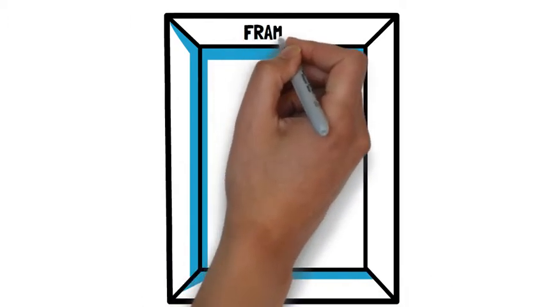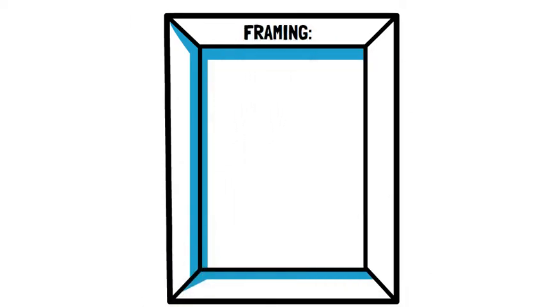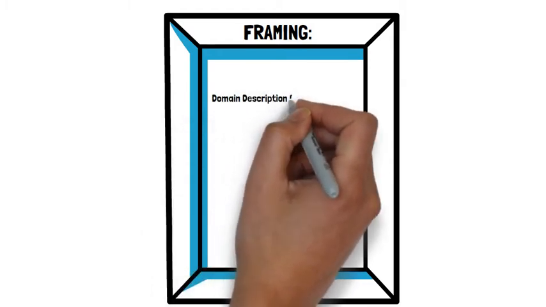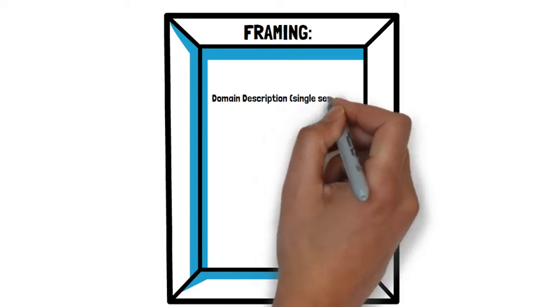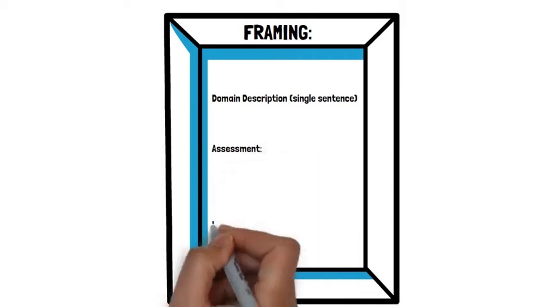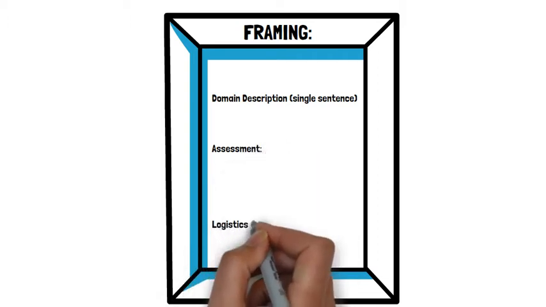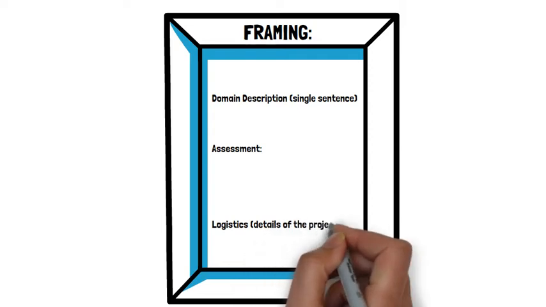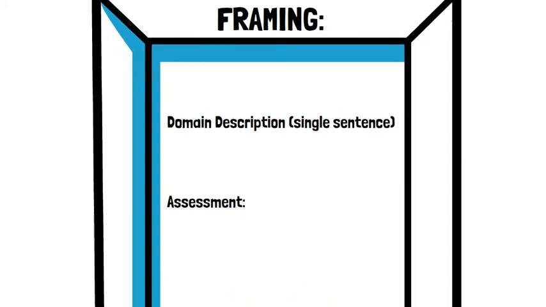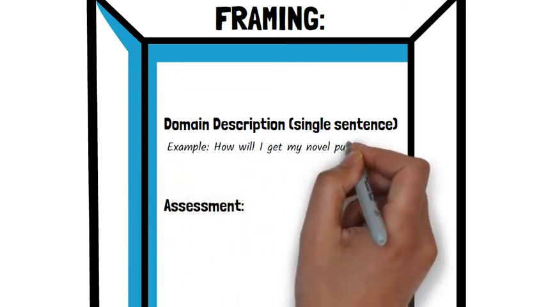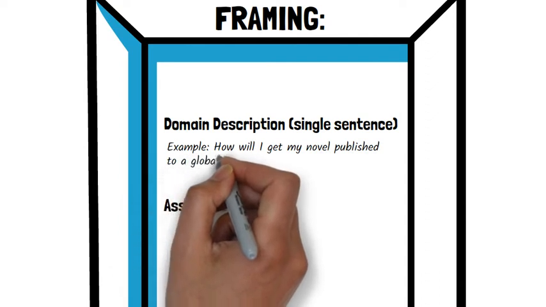You will want to decide what type of organization you are interested in, describe why you are interested in strategically analyzing it, and determine what type of tools you will be using. Framing has 3 components. The domain description briefly describes the focal issue, geographic boundaries, time horizon, and stakeholders involved. This should be a single sentence. Using my own project as an example, I came up with the following domain description. How will I get my novel published to a global audience within 2 years?